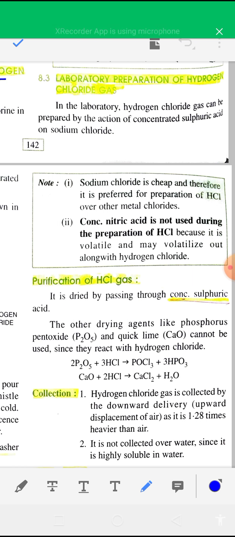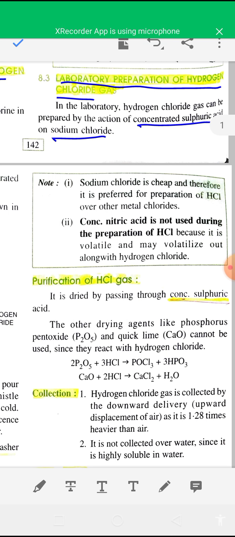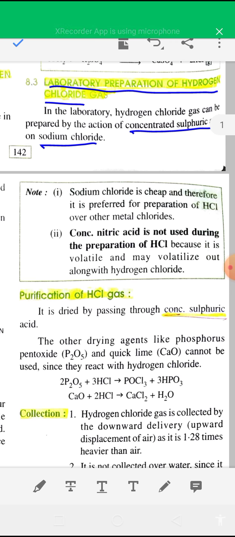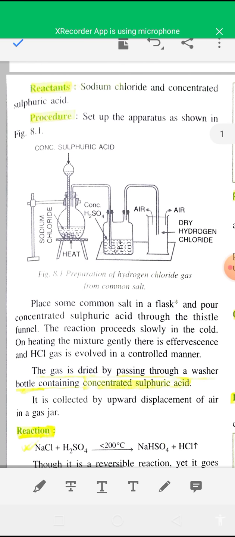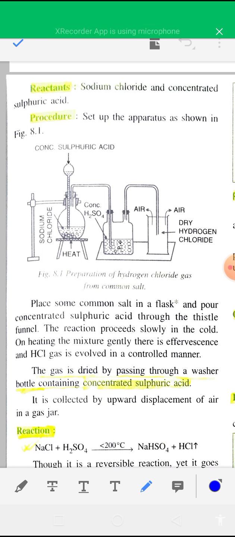Laboratory preparation of hydrogen chloride gas. In the laboratory, hydrogen chloride gas can be prepared by the action of concentrated sulfuric acid on sodium chloride. When sodium chloride is heated with sulfuric acid, you will get hydrogen chloride. So the reactants are sodium chloride and concentrated sulfuric acid.